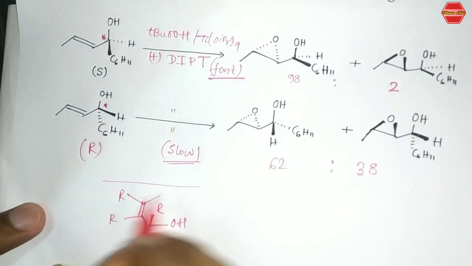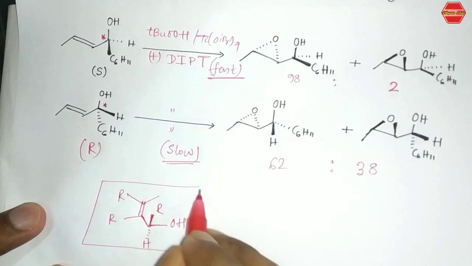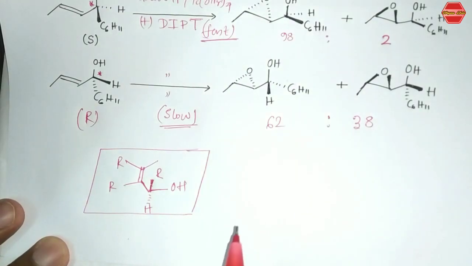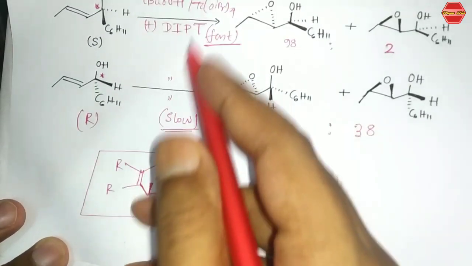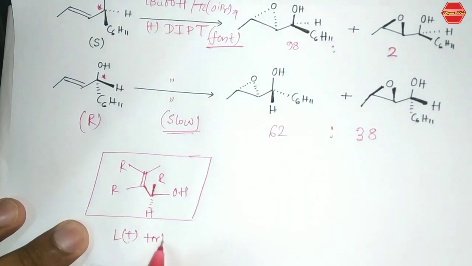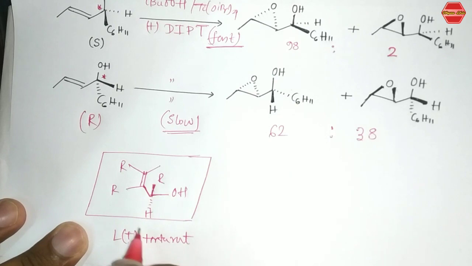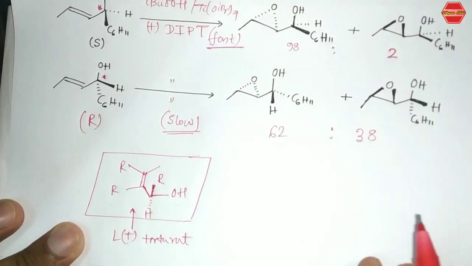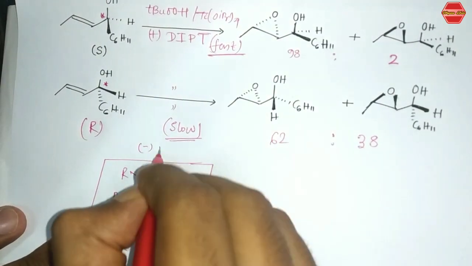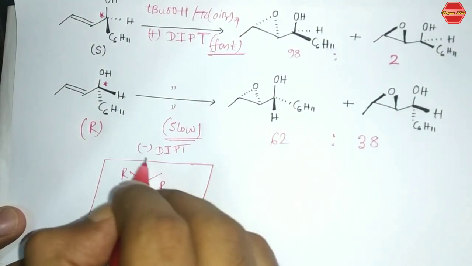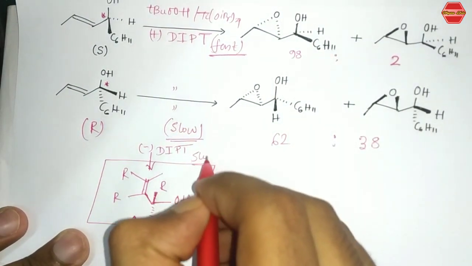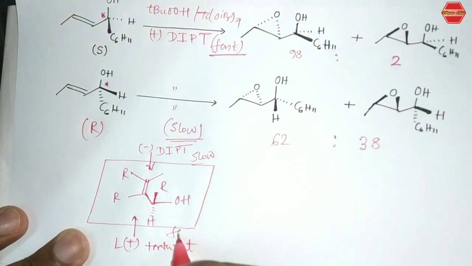Now the important part for this reaction is when we use the plus tartrate. In both cases we are using the plus tartrate. When we use plus tartrate, the oxidation or epoxidation takes place from the lower side, and when we use the D tartrate, or minus DIPT, it takes place from the upside. When it goes from the upside, it is quite slower, and this side is much faster.